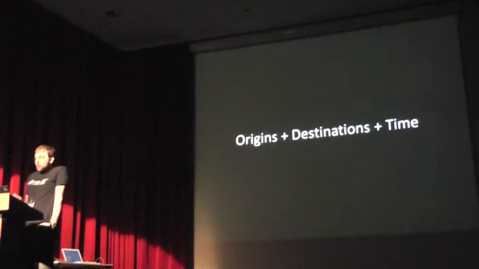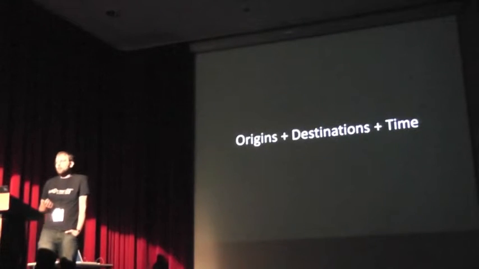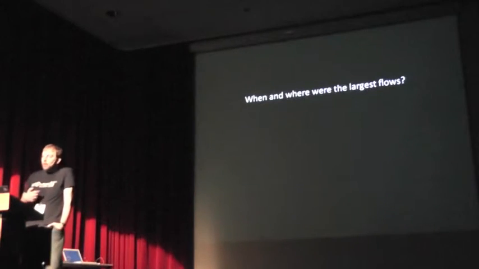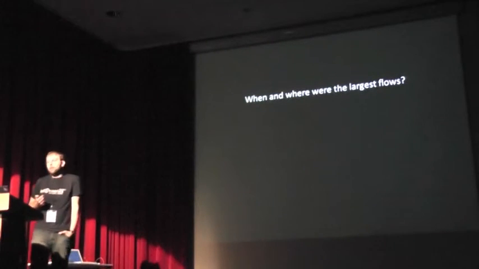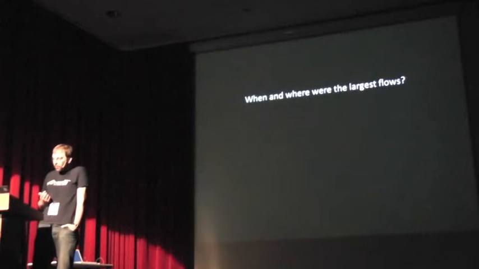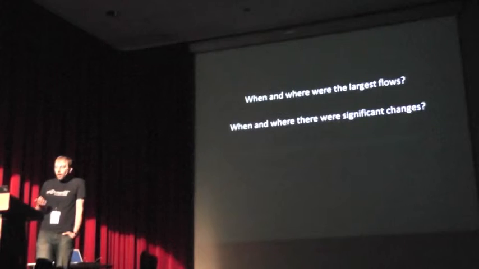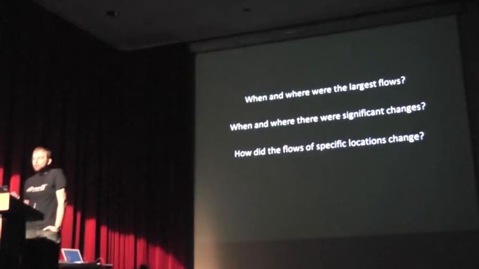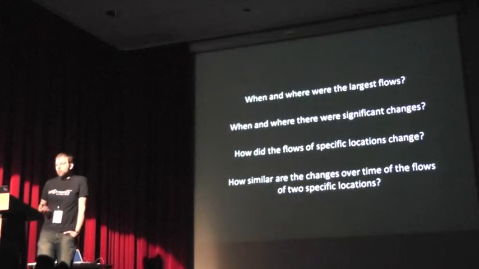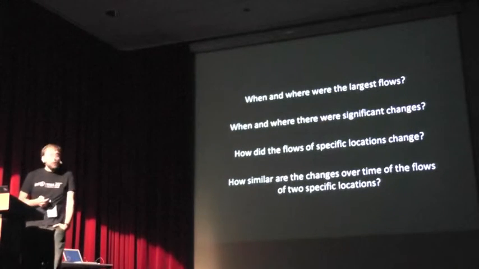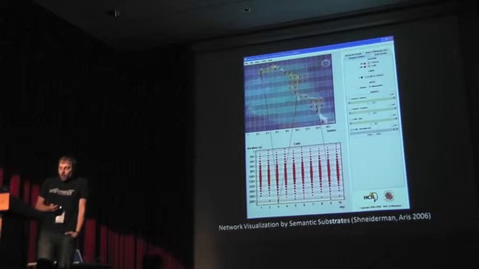We want the tool which we developed to help users to answer questions involving origins, destinations, and time, like when and where were the largest flows, and where means here both where did they originate and where did they go to. When and where there were significant changes. How did the flows of specific locations change over time? And how similar are the changes over time of the flows of two specific locations? This is just a few examples. In the paper we have more questions which we address.